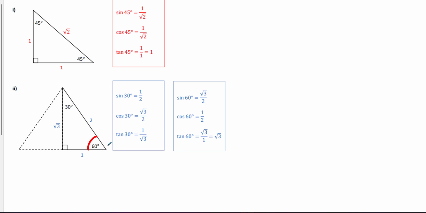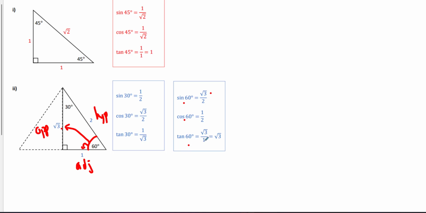of 60 degrees. If I'm looking at my angle from the eyes of 60 degrees, my opposite side is now going to be root 3, because that's the opposite side. My hypotenuse doesn't change, so that's obviously going to be 2. And the 1 in this case is going to be my adjacent side, because that's the one next to 60. So now sine 60 is opposite, which is root 3 over 2. Cos 60 is 1 over 2, because that's adjacent. And tan 60 is root 3 over 1.